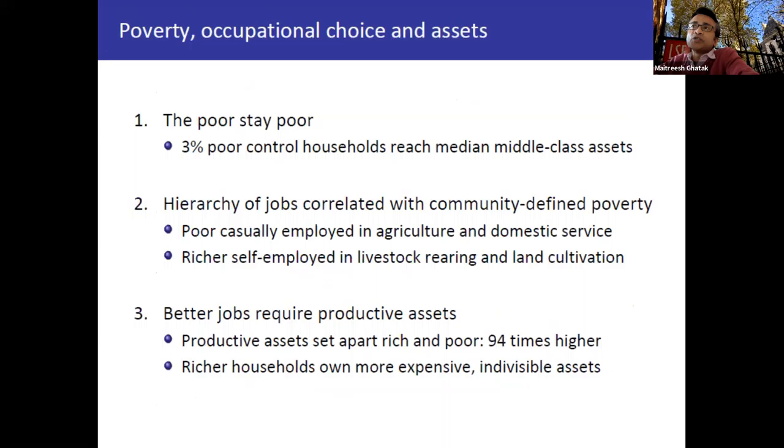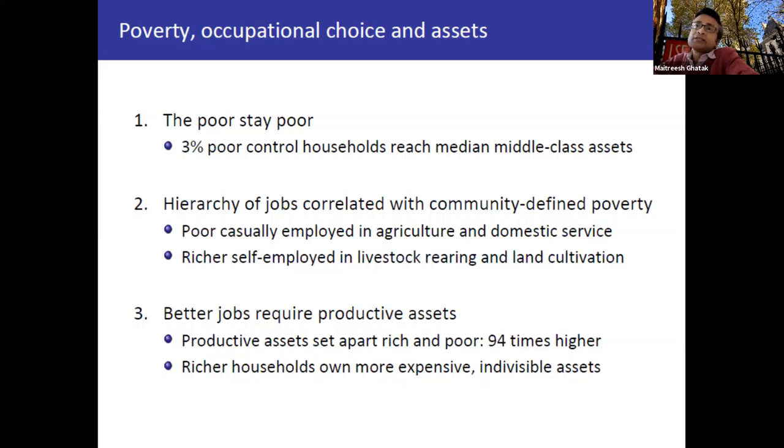The key findings from the original study, which my co-authors Oriana Bandiera and Robin Burgess did with other co-authors, show that, in the basic structure of this economy, the poor tend to stay poor. Those who are poor are largely engaged in casual labor, which is domestic labor or agricultural labor, whereas the richer are employed in self-employment activities such as livestock rearing and land cultivation.